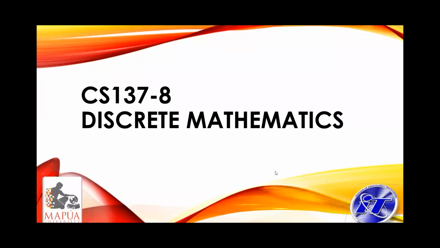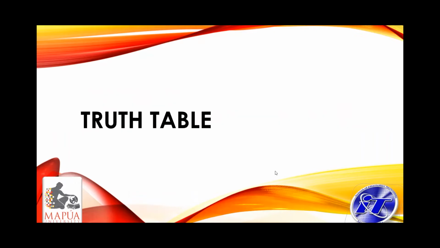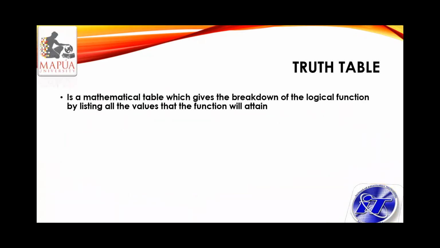In this video lecture, we will be discussing how to create a truth table. So what is a truth table? A truth table is a mathematical table which gives the breakdown of the logical function by listing all the values that the function will attain. This table determines the status of the variables and corresponding result when we evaluate the operators or functions.